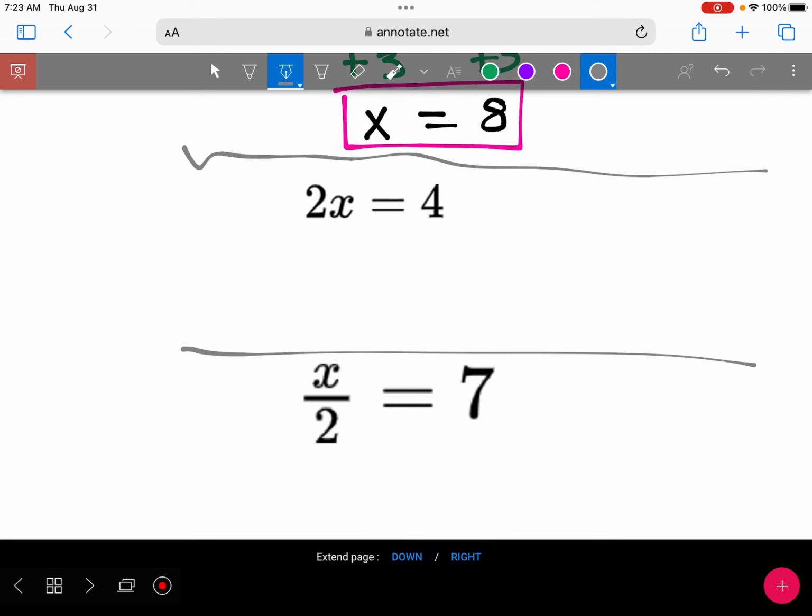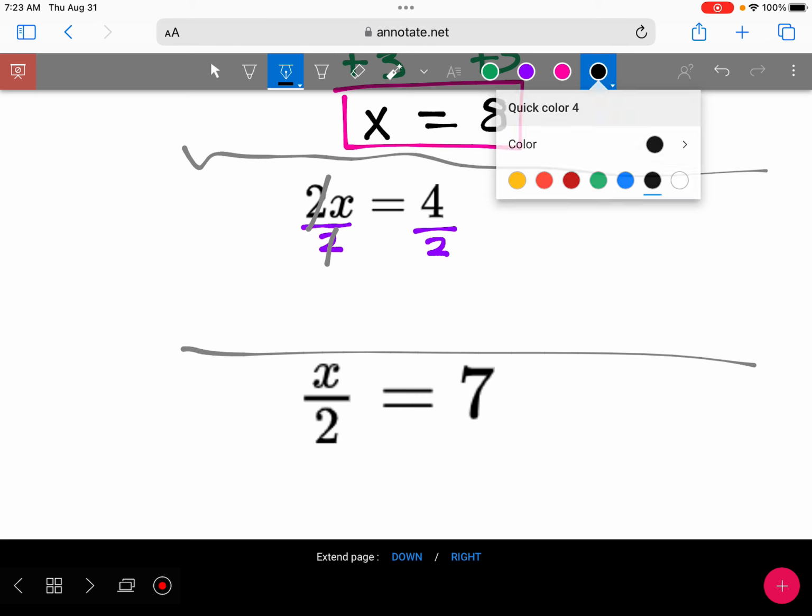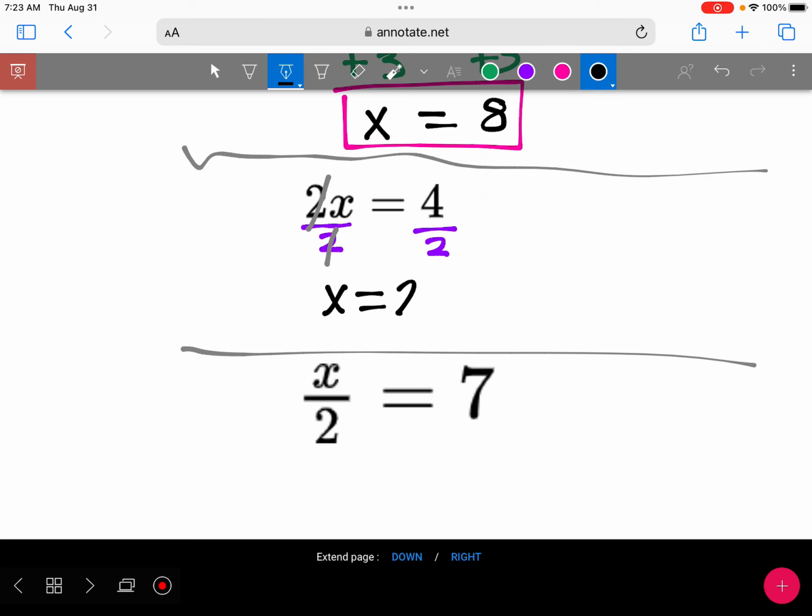All right, what about 2x equals 4? What can I do here? Divide both sides by 2. I'm just going to put it as a little baby fraction like this. However you feel like notating it is fine with me. I do not care. When I divide both sides by 2, this 2 and that 2 cancel out, and the right-hand side simplifies down to be x equals 2. And x equals 2 is our solution.